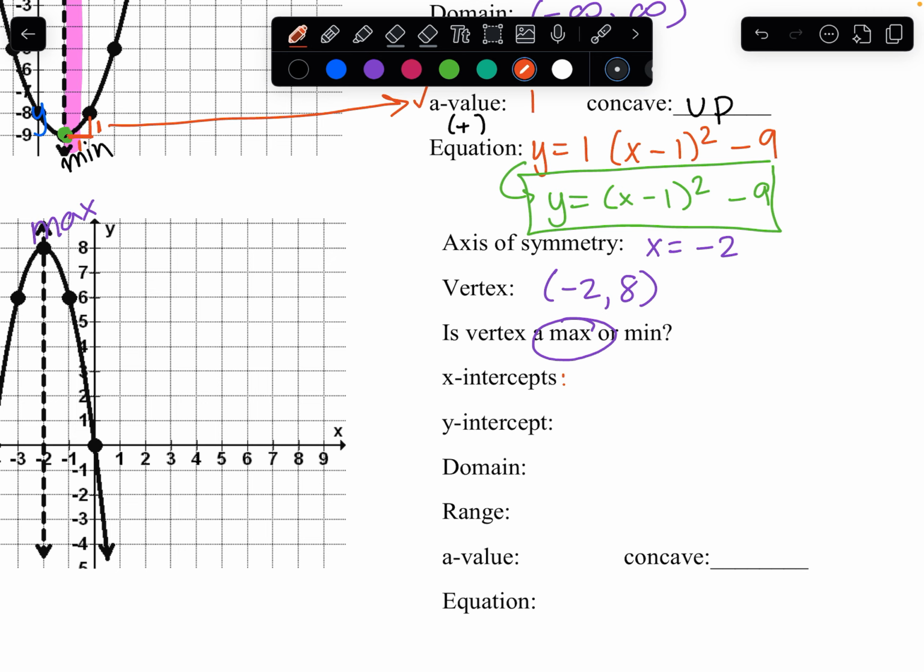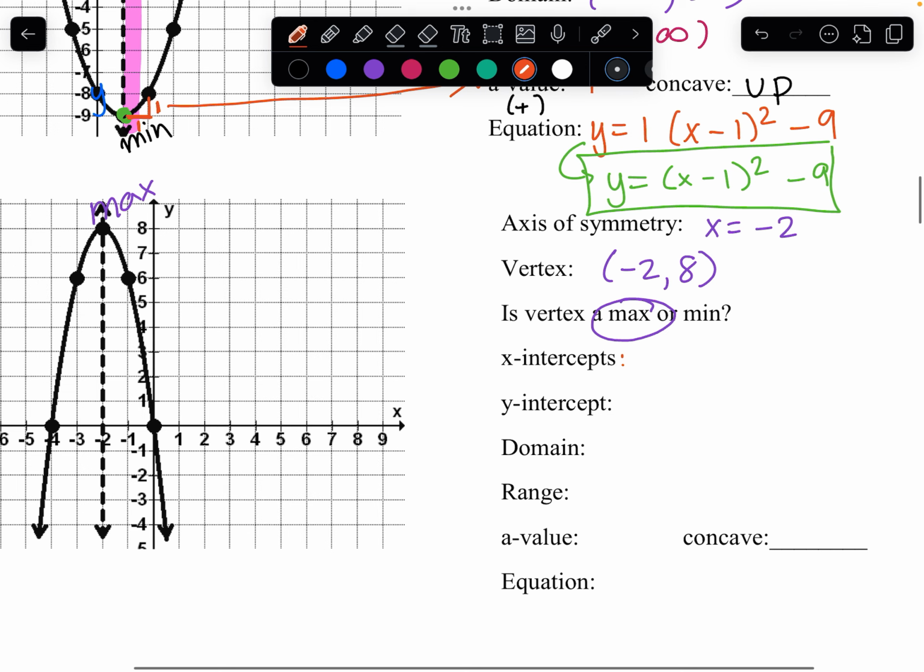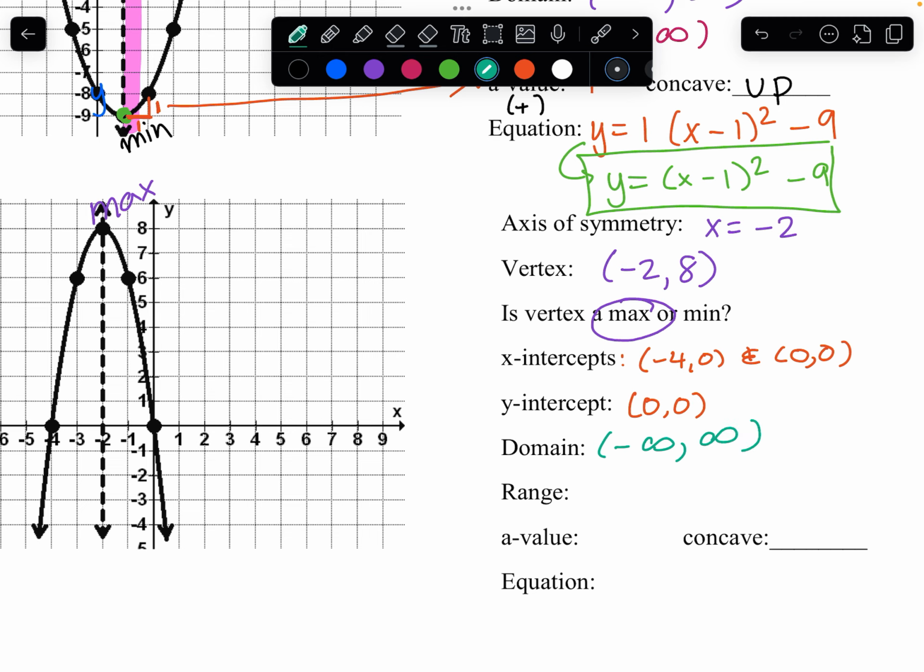Our x-intercepts, we have 2 of them at -4, 0 and 0, 0. Our y-intercept is our x-intercept, which can happen. Domain, as always, -infinity to infinity. Our range, because it's a maximum, that means our a value is going to be negative and it's concave down. Our range is going to flip, and so it's going to be -infinity to the y value of our vertex, so 8.